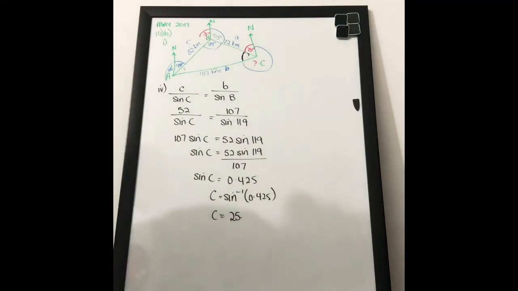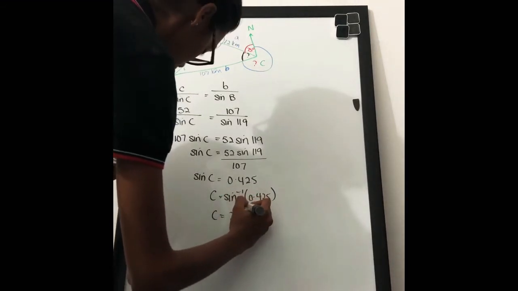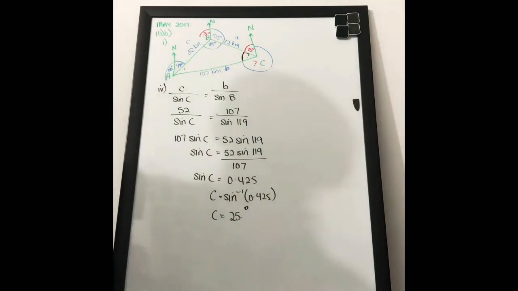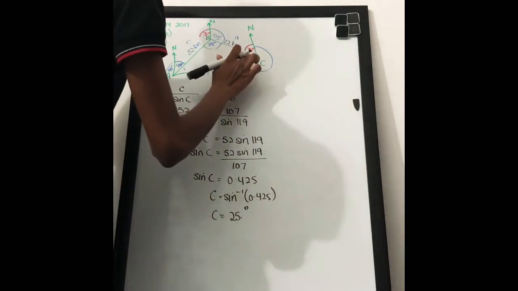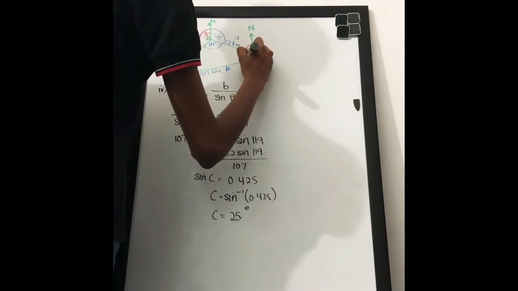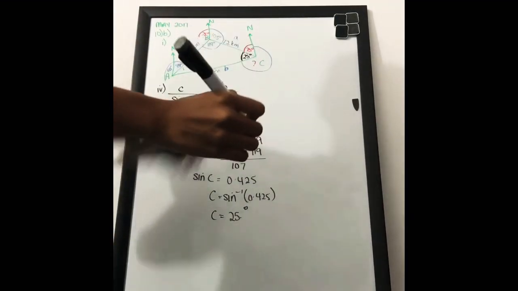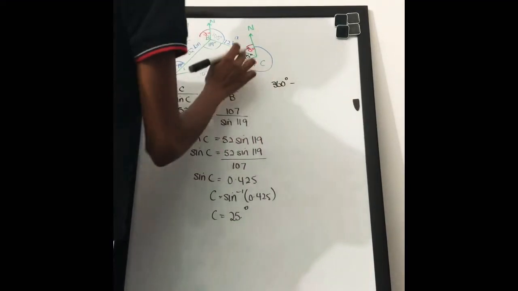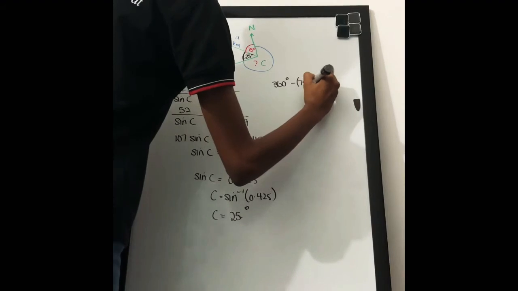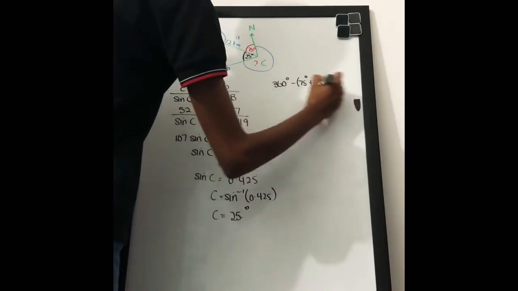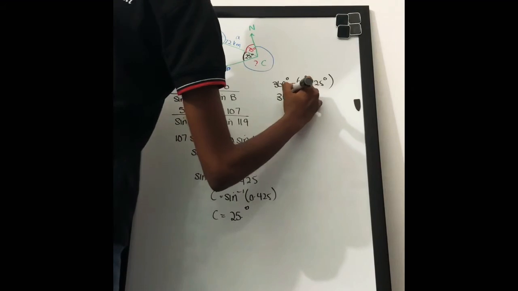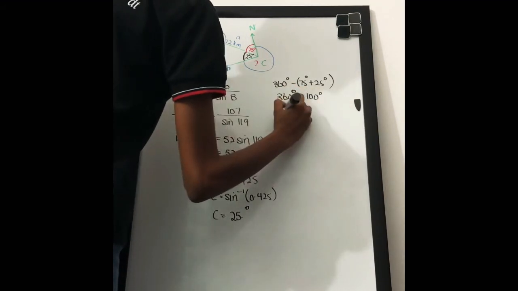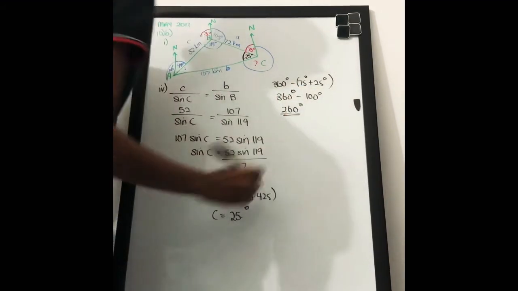What did they say? Alright, they said to the nearest degree, so let me do it as 25 degrees. Now that we found this to be 25, we add and subtract from 360, the full revolution. So we have 75 plus 25, which gives us 100. And we minus that from 360, we get 260, and this is what we wanted to prove.